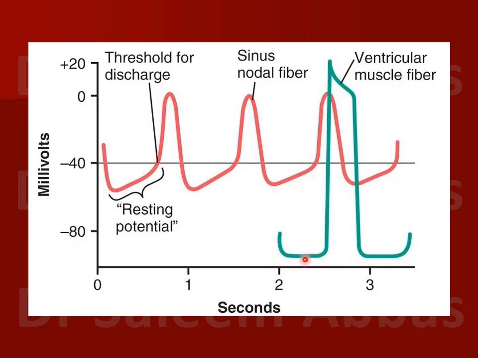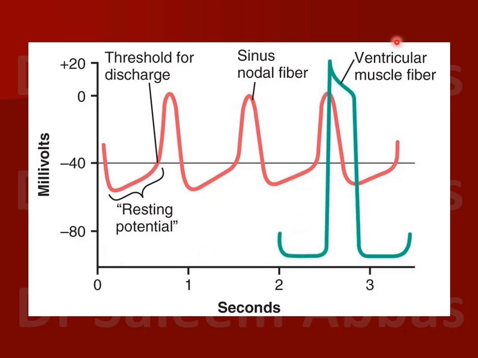The details about the ventricular muscle fibers. But this red line, if you follow, is the action potential of the SA nodal fibers, okay? These are the membrane potential changes in the SA nodal fibers. Now if we look at this closely and compare their RMPs, the resting potentials of the ventricular muscle fiber and the sinus nodal fibers, you will see that the RMP here is -90.